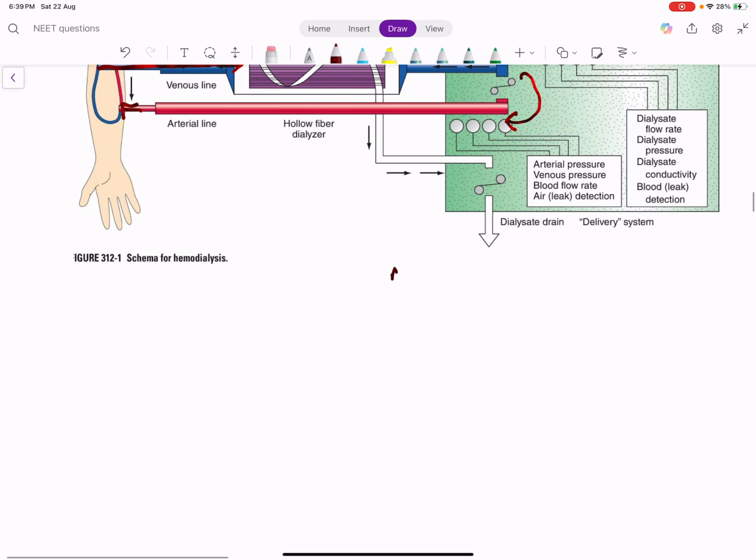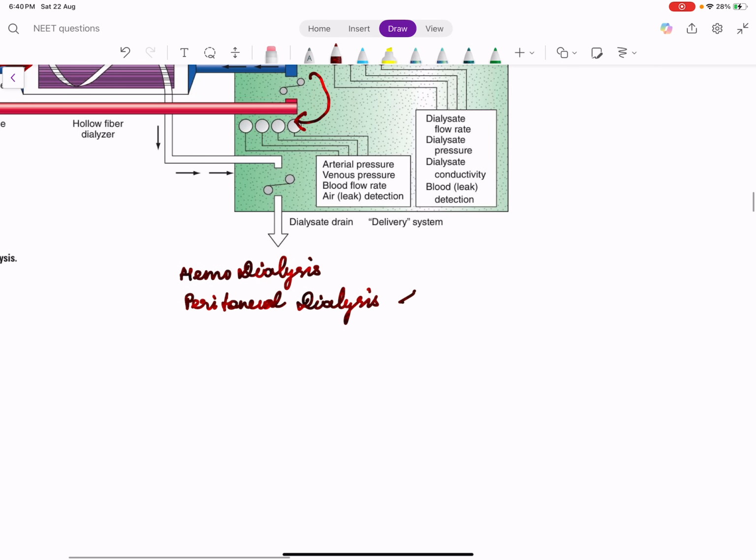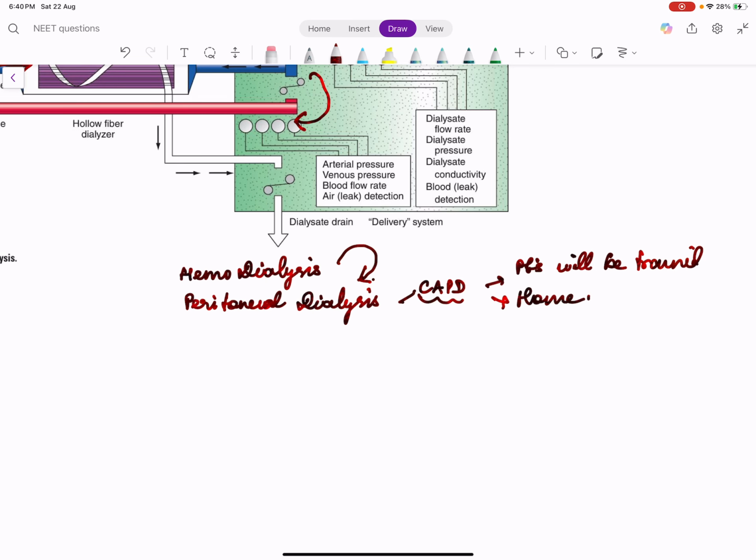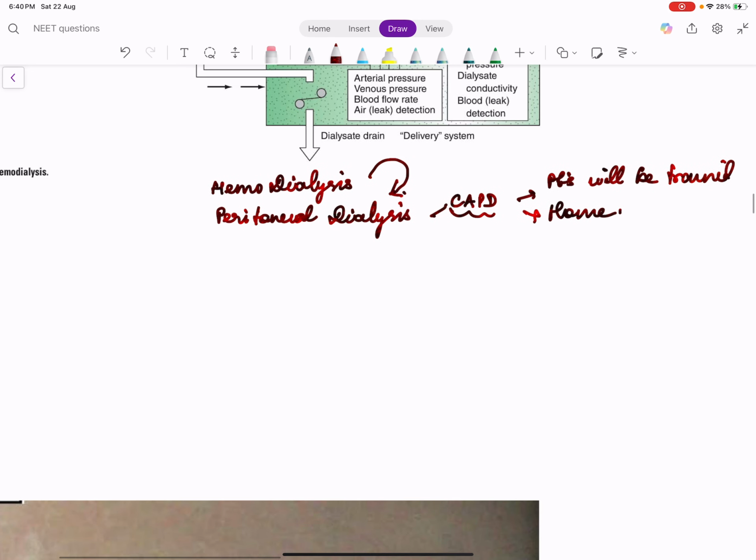If it is done by a machine, we call it as hemodialysis. The same filtration is done by a natural membrane, usually in the peritoneal cavity. The peritoneum is used as a membrane. That is called as peritoneal dialysis. It is commonly used nowadays. It is called as CAPD, continuous ambulatory peritoneal dialysis. The patients will be trained to do it on their own, and it can be done at home at the comfort of the patient. So hemodialysis is usually getting converted to peritoneal dialysis now.